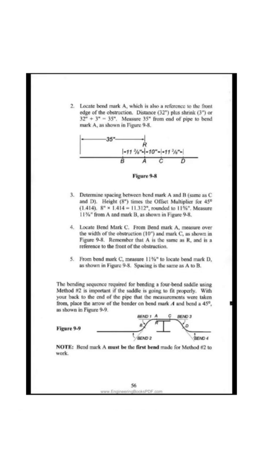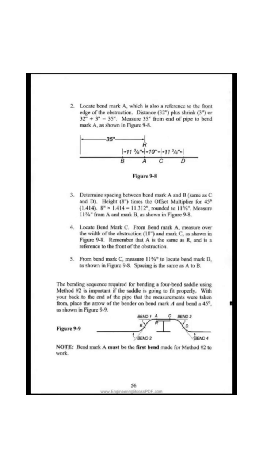4. To locate bend mark C from bend mark A, measure over the width of the obstruction, 10, and mark C, as shown in figure 9-8. Remember that A is the same as R, and is a reference to the front of the obstruction. 5. From bend mark C, measure 11 3/8 to locate bend mark D, as shown in figure 9-8. Spacing is the same as A to B.